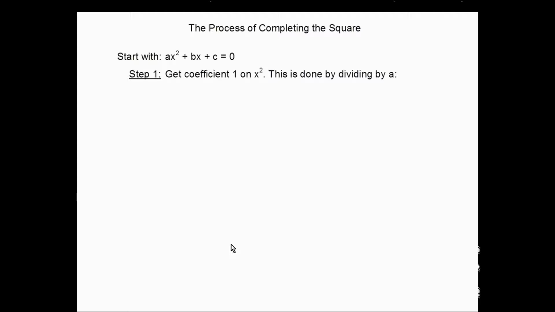So we start with ax squared plus bx plus c equals 0. Now again, I'm not holding you responsible for the process. I'm not going to test you over it. I'm not going to quiz you over it. It's not going to appear on homework.